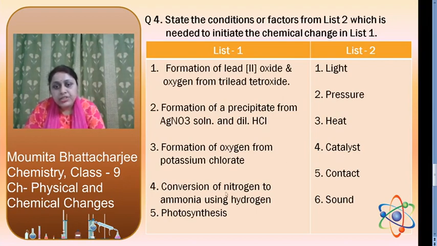Next one, conversion of nitrogen to ammonia using hydrogen. For this, the factor is pressure. And for photosynthesis, it is light.